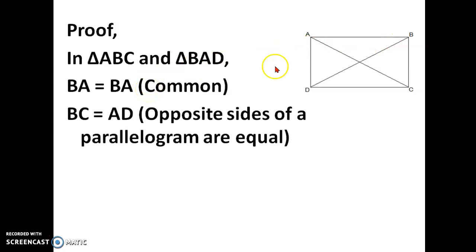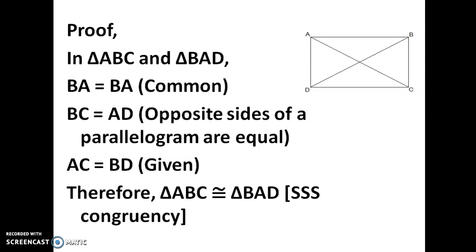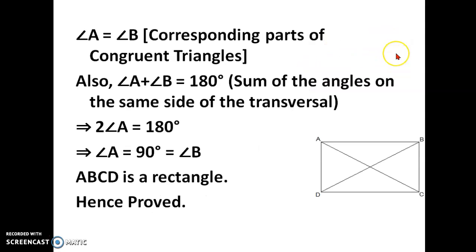Then BC equal to AD. This BC is equal to AD because it's a parallelogram, where the opposite sides are equal. Then AC equal to BD. That is also given in the question, that the diagonals are of equal length. So, triangle ABC is congruent to triangle BAD by the SSS congruency rule. That means these two triangles are congruent.